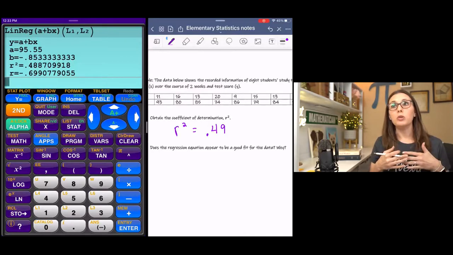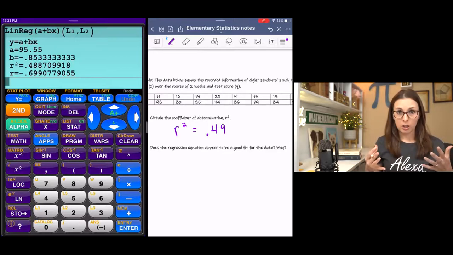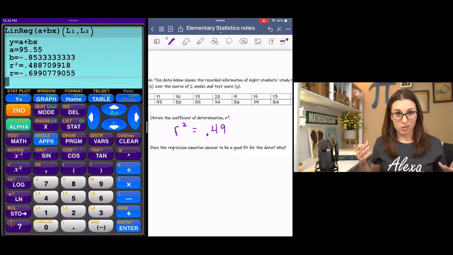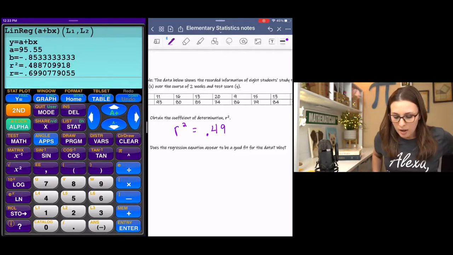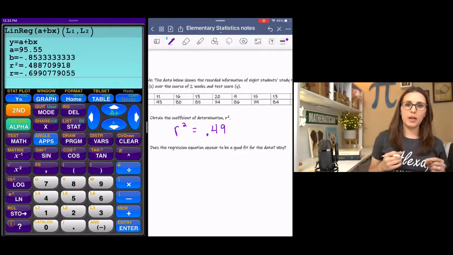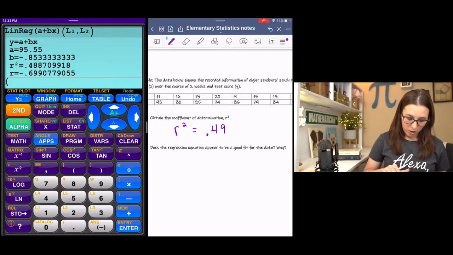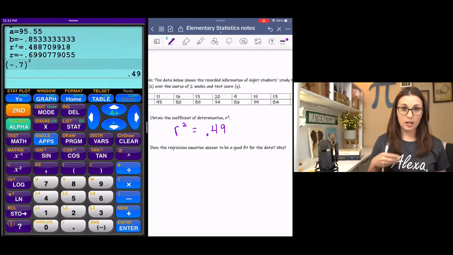When you do the actual formula with R, you just square that value, and that gives you R squared, or you're just using the calculator. And I wanted to talk about, at the very beginning, I said it's always going to be between 0 and 1. If you think about squaring a value, when you square a value, it is always positive. So when we square negative 0.7, it's positive.